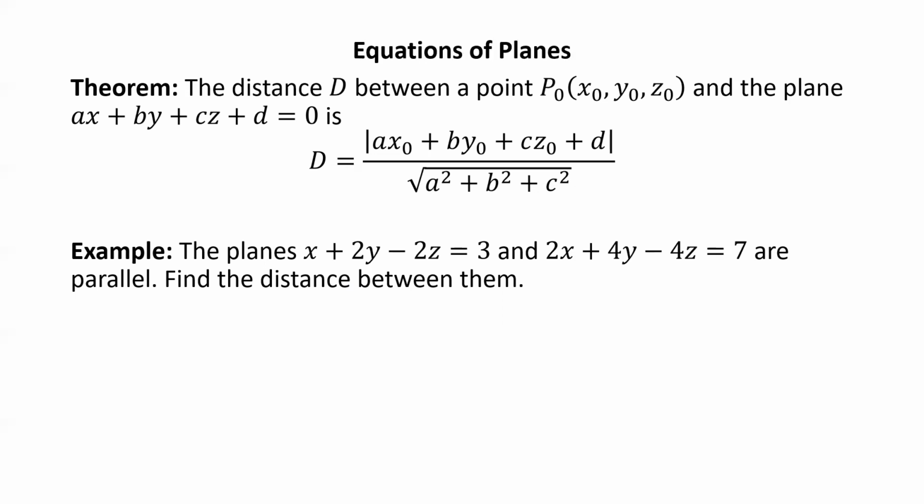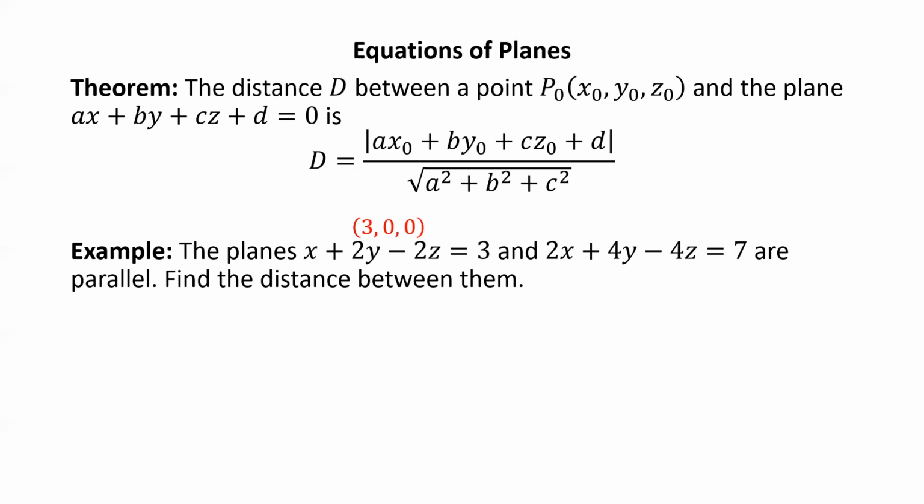So whenever we have two planes that are parallel, we can find the distance between them simply by taking a point, any point, on one of the planes, and then applying the distance formula with that point and the second plane. So let's find a point on the first plane. The easiest way to find a point on a plane is to set two of the coordinates equal to 0 and figure out what the third one is. So if we set y and z equal to 0, we see that x is 3. So the point (3, 0, 0) is in that plane.